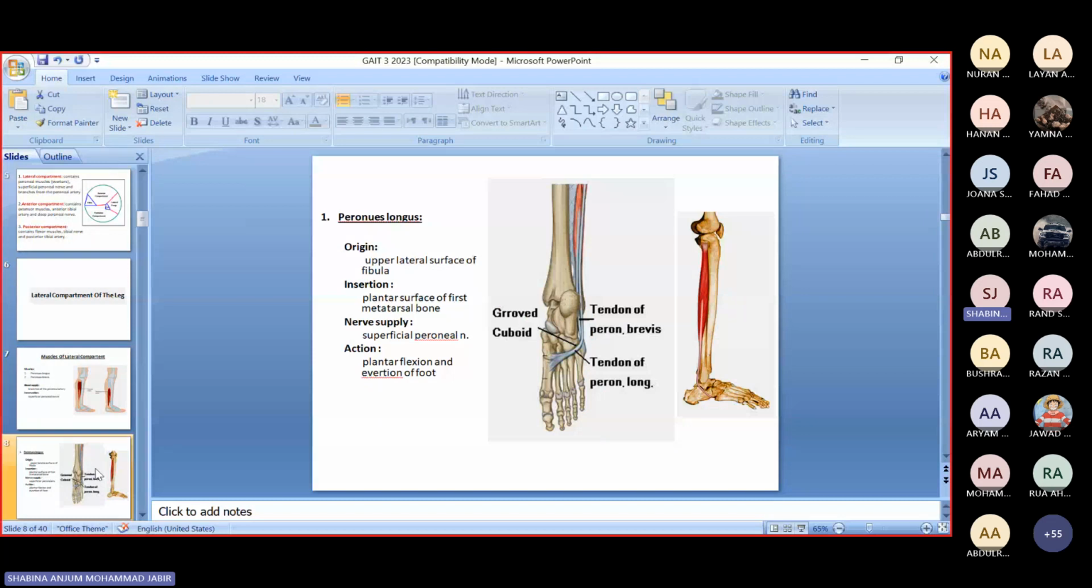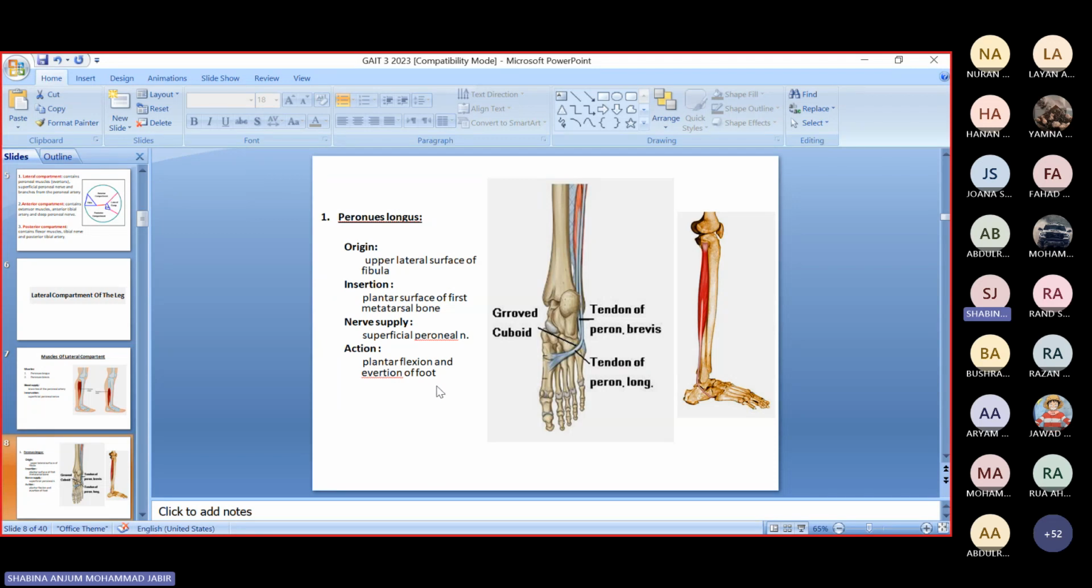What is the insertion? You can see this is a long muscle from the lateral side. It is crossing, and it is coming to the first metatarsal bone. Okay, from lateral side, it is going to the first metatarsal, which is the medial most metatarsal bone. Okay, that's why it is called as longus. What is the nerve? It is called as superficial peroneal nerve. What is the action? It is called as plantar flexion and eversion of foot.